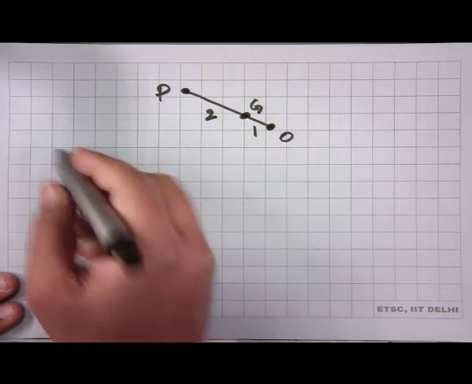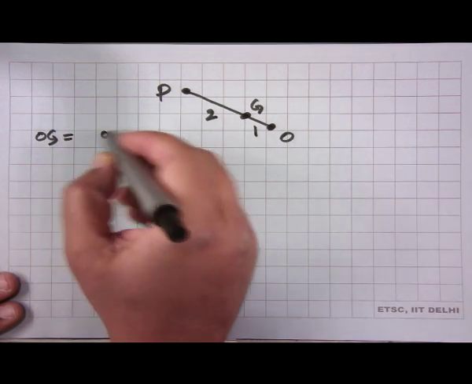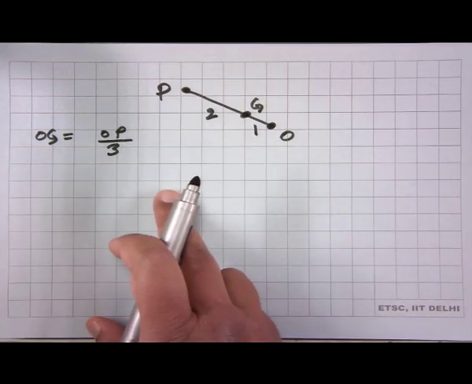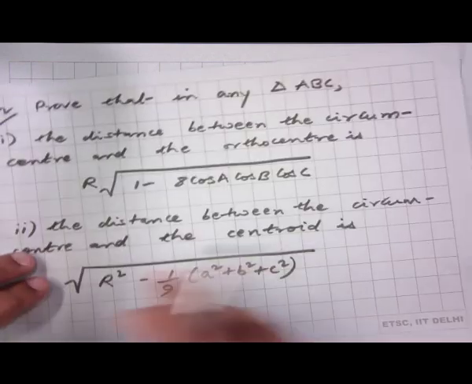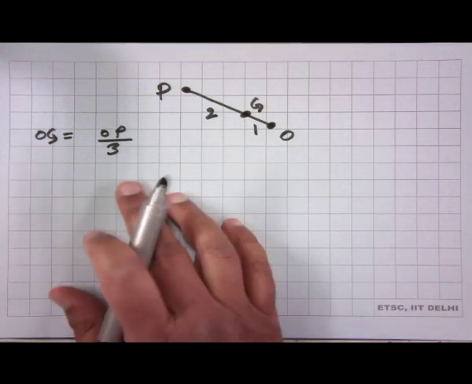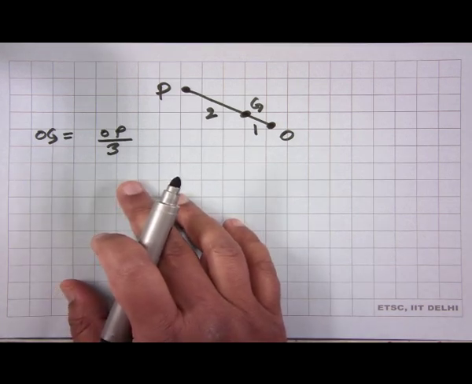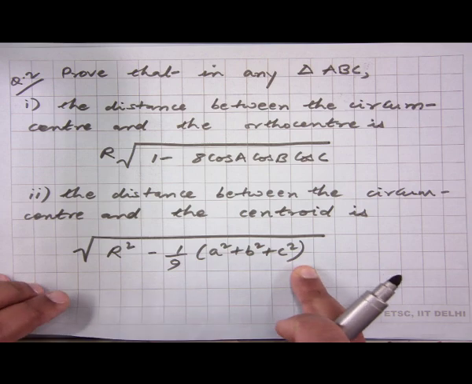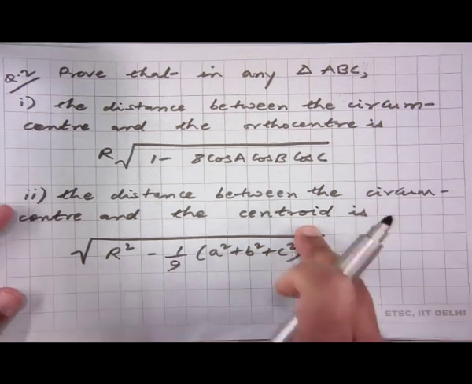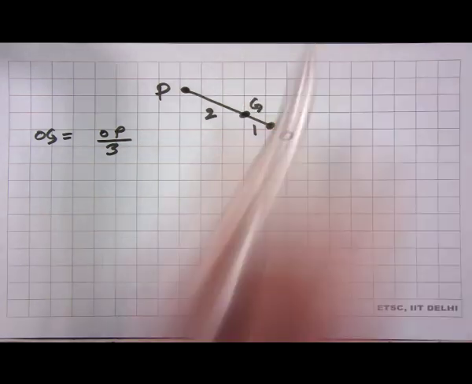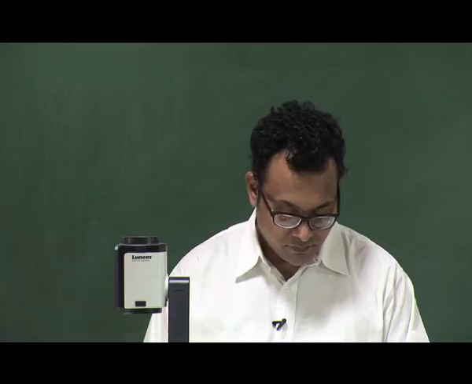And therefore, from here it is easy to see that OG is equal to OP upon 3, and we have already derived an expression for OP just now. So, we just need to divide this by 3, and then of course, some manipulations have to be done. After we do that, it is not very difficult to get this expression for the distance between the circumcenter and the centroid, which is this distance. So, that finishes the solution to the second problem.